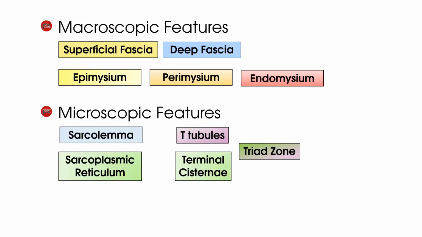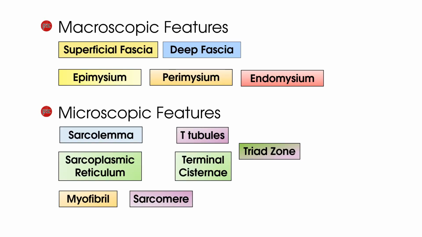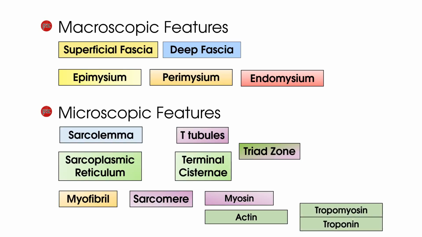And then we looked more at what the myofibril consists of, which is these repeating units called sarcomeres, and that's made of myosin and actin. And on actin, you have the tropomyosin and troponin, which are those regulatory proteins that are intimately involved in contraction.